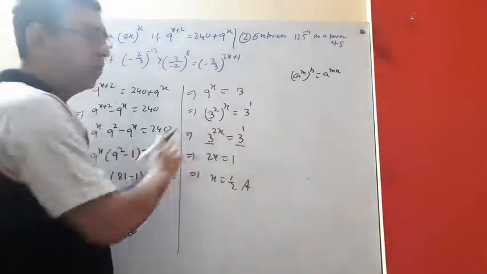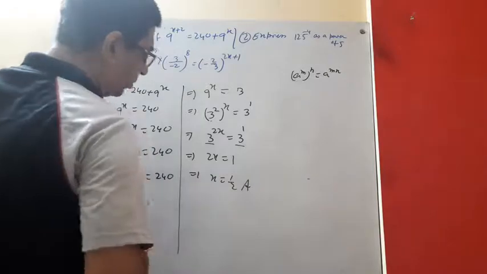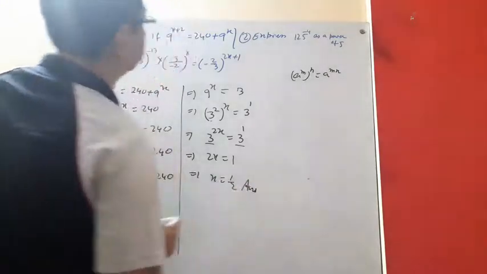These 3 and 3 we can compare. Bases are equal, so powers are equal. So x equal to half. This is the answer. Okay.